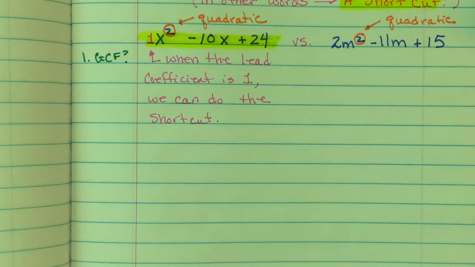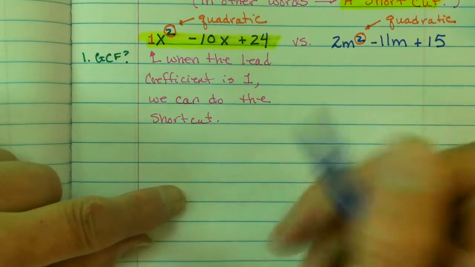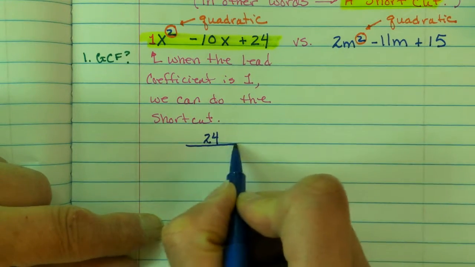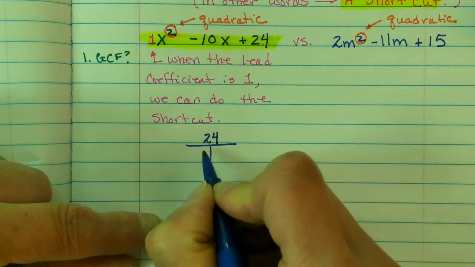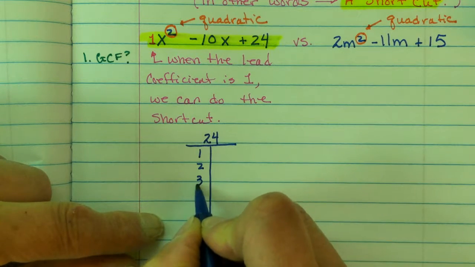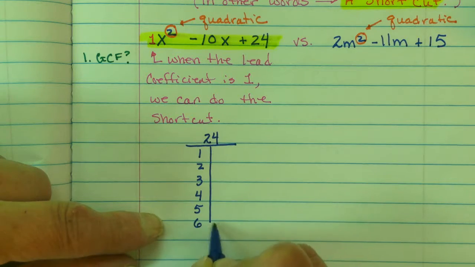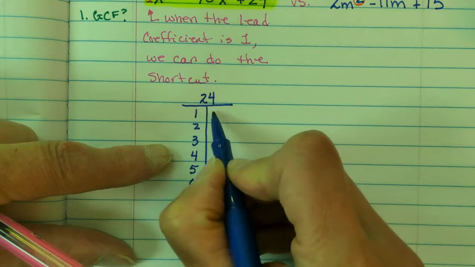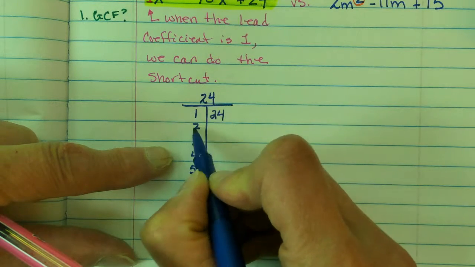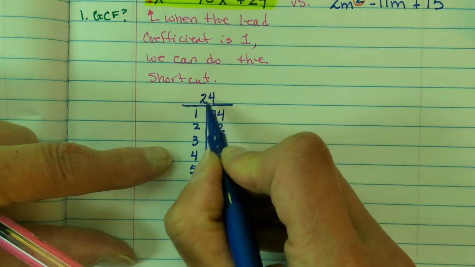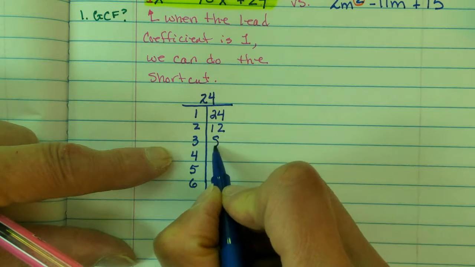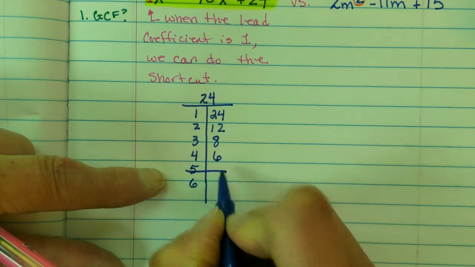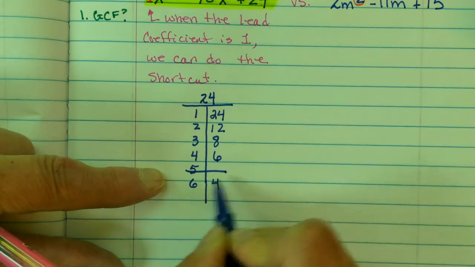So the easy way to do the shortcut is we're going to look at 24. So 24 is positive. So I'm going to just write down all my factors. I'm going to write down my list of possible numbers. So 24 divided by 1 is 24. 24 divided by 2 is 12. 24 divided by 3 is 8. 24 divided by 4 is 6. 5 doesn't work. And then we start repeating, just the other way around.